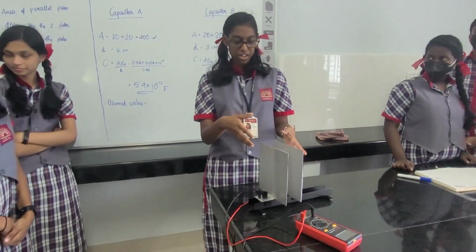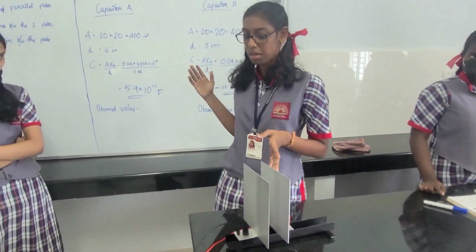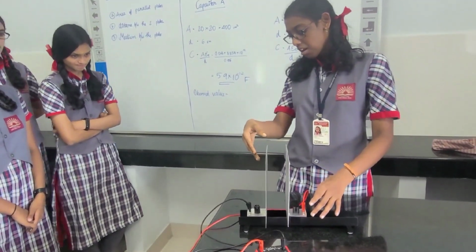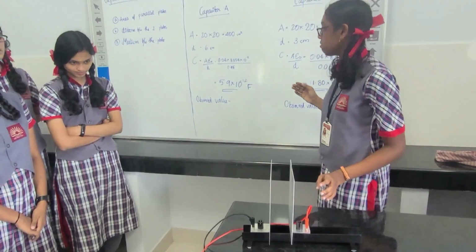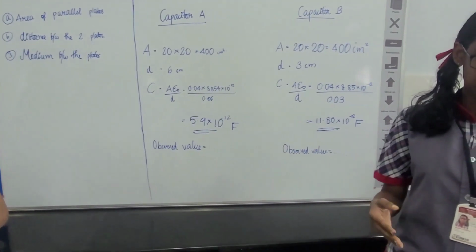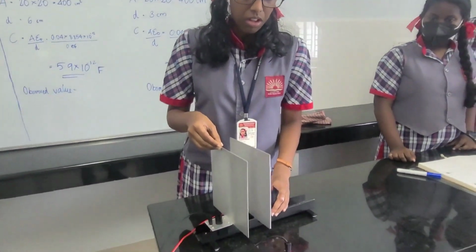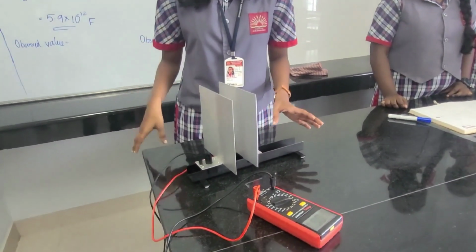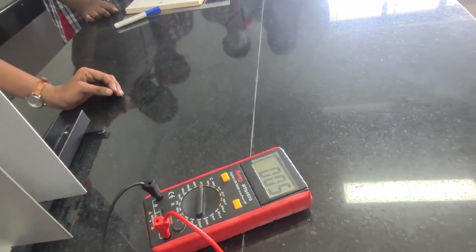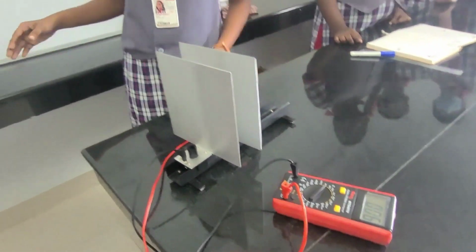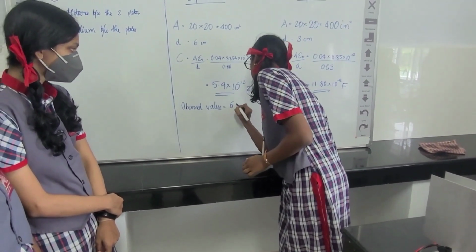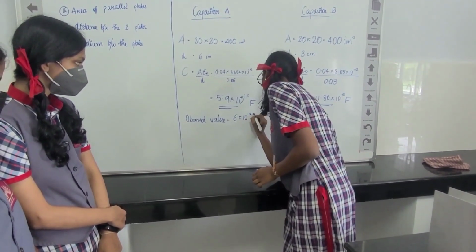Now we are moving on to case 2, where we consider how the capacitance is dependent upon the distance between the two plates. First of all, we set the two plates at a distance of 6 cm between them, and we calculated the capacitance, which is nearly 5.9 into 10 raised to minus 12 farad. Now we connect our parallel capacitor to an LCR digital meter and record the capacitance value. We record a value of 0.06 nanofarad, which when converted to farad is about 6 into 10 raised to minus 12 farad.